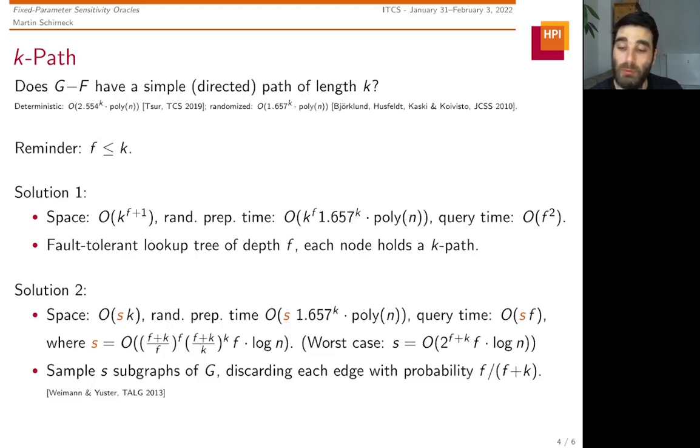And then if you do the math, with high probability for every failure set and k-path, if one survives, there is one subgraph where this combination happens together. This is a technique frequently used in sensitivity analysis introduced by Weimann and Yuster. But yeah, the problem is that you then have to go through all the S subgraphs to find the one you're looking for.